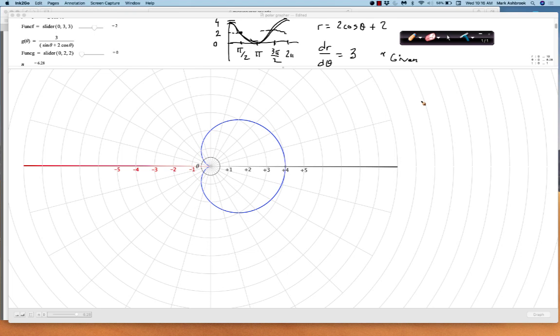All right, given what? Given a small change in theta? What's true? If dr d theta equals 3, then given a small change in theta, how much r changes for that change in theta would be 3 times as much as the change in theta. I hope we've all arrived here. So given a small change in theta, the change in r is 3 times the change in theta.